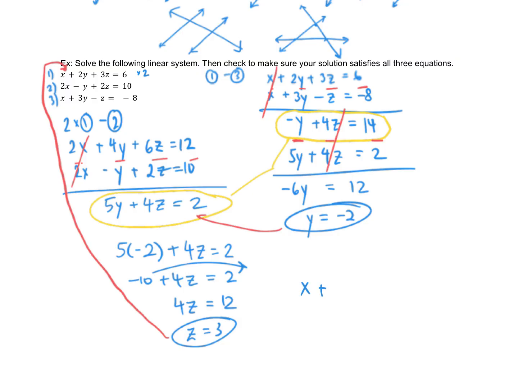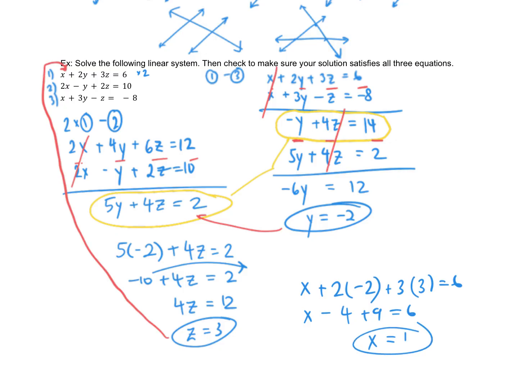So x plus 2, but y is negative 2, plus 3, and then z is 3, equals 6. X minus 4 plus 9 equals 6. Negative 4 plus 9 is 5. Bring the 5 over, it becomes minus 5. So we end up with positive 1.